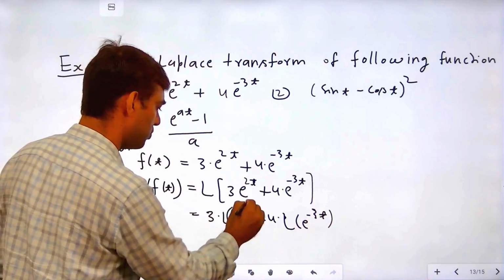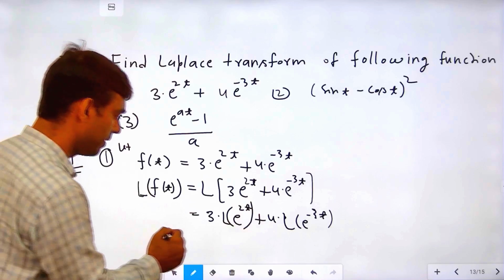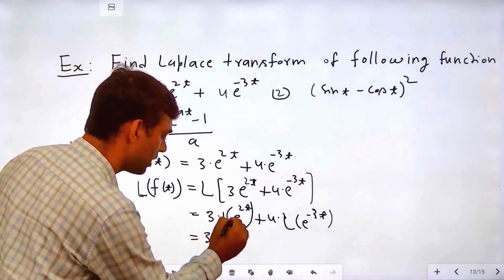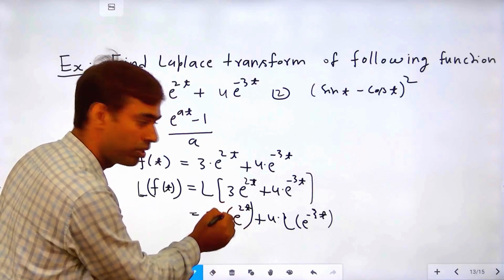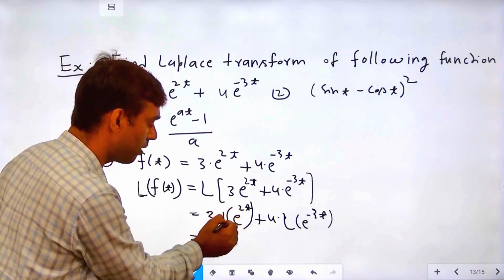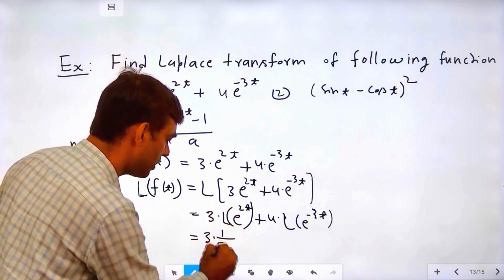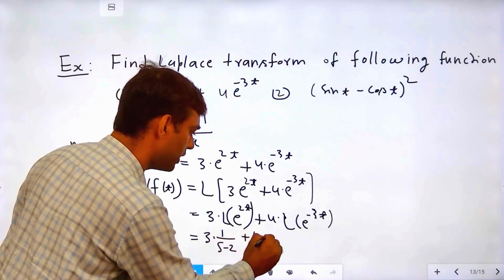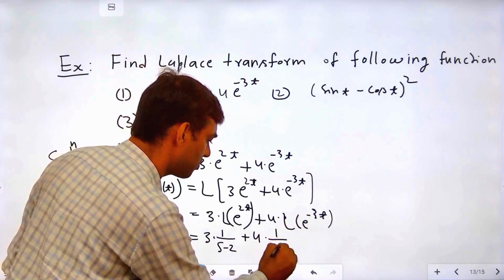As we know, the Laplace transform of e to power at is 1 upon s minus a. So here we write 3 into e to power at, where the value of a is 2. The Laplace transform of e to power 2t becomes 1 upon s minus 2, plus 4 into e to power minus 3t, 1 upon s plus 3.